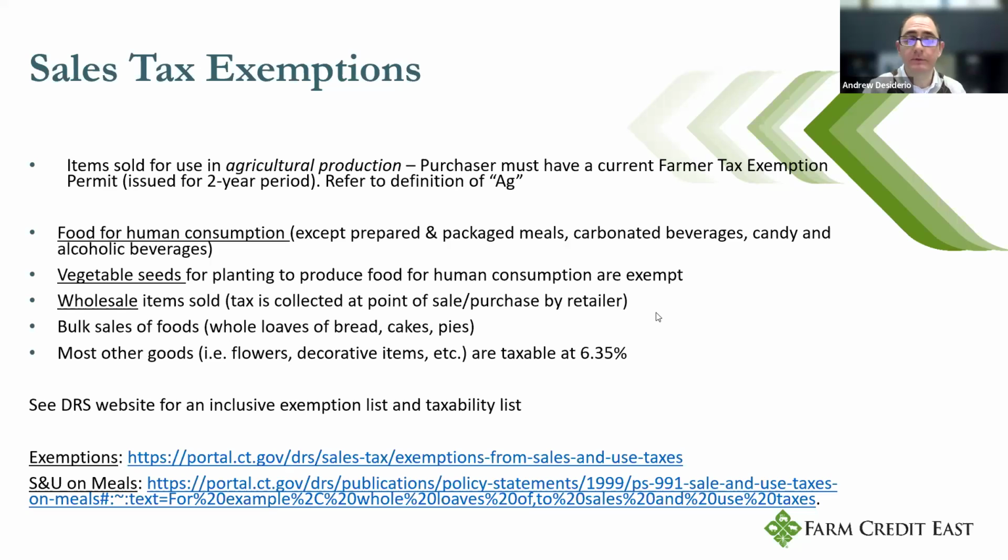Another common item is bulk foods, bulk sales of foods. Whole loaves of bread, cakes, or pies are considered bulk and are non-taxable. So most other goods, so flowers, decorative items, are taxable at 6.35. So that's why I kind of started with mostly everything is taxable, and then backed it off with these are the exemptions that are excluded. And then the meals, I left this link here, and you can Google very quickly, sales tax exempt items. There's a whole booklet or PDF online through Connecticut DRS, Department of Revenue Services, that goes through, and you can click through. It's like an index, each section, which I thought is updated pretty currently, regularly too.